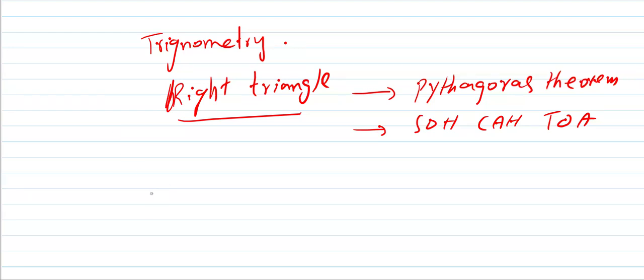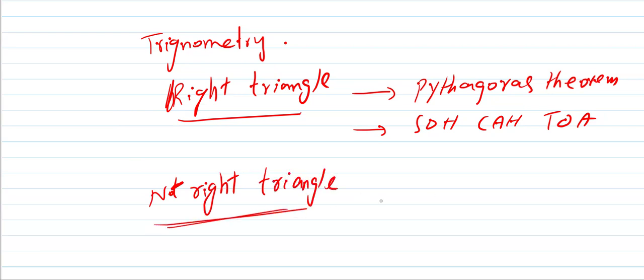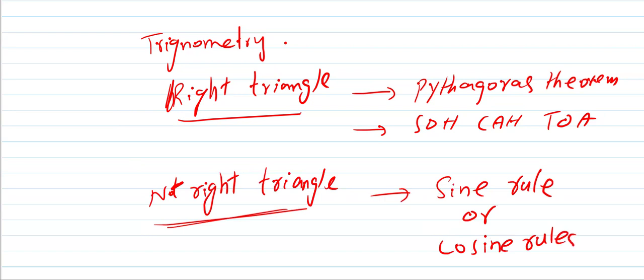Second thing, if the triangle is not a right triangle, what if the triangle is not a right triangle? If it is not a right triangle, you will use the sine rule or the cosine rule. Any one of them you have to use. Hold on a second.